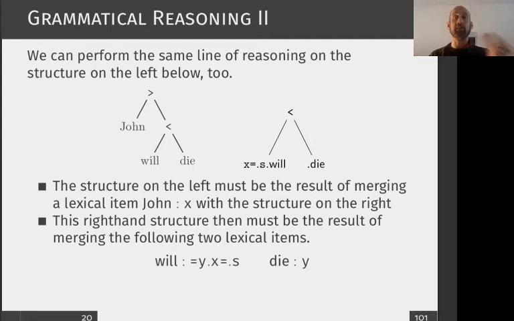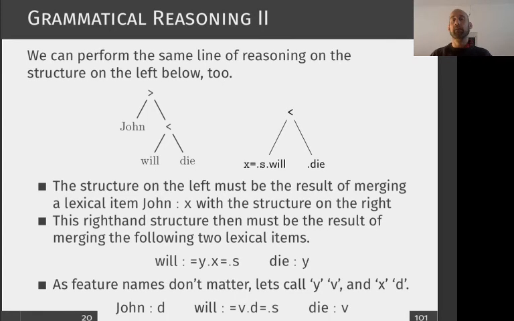So we've lost some information about how we put it together, namely the names of the features, but we've kept enough to recover them up to renaming of features, because who really cares about feature names? And because no one should care about feature names beyond encoding which features can combine with which others, let's just call the y feature here that die has V, and the x feature that John has D. And so then our lexicon looks like that.